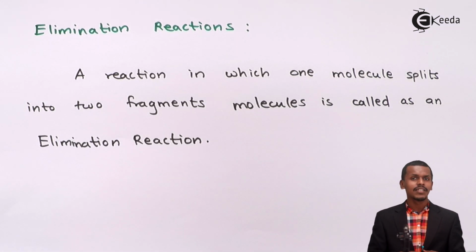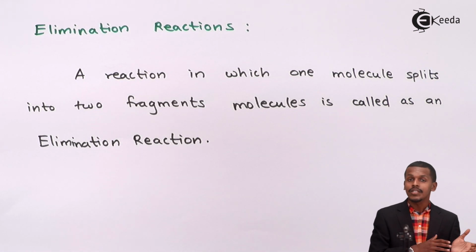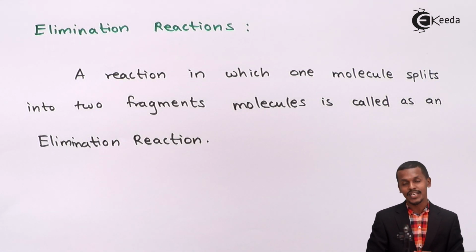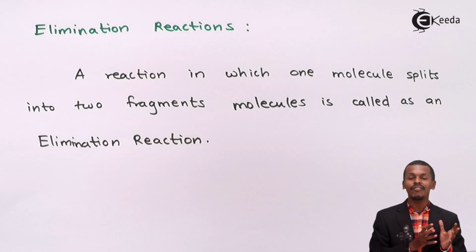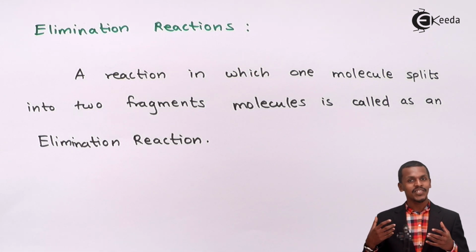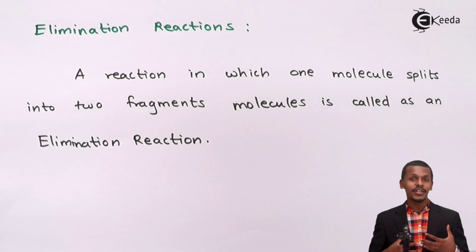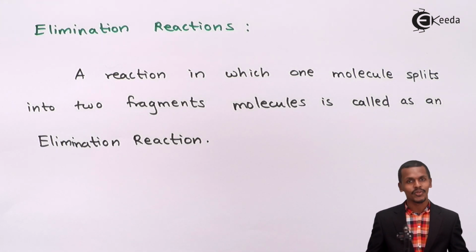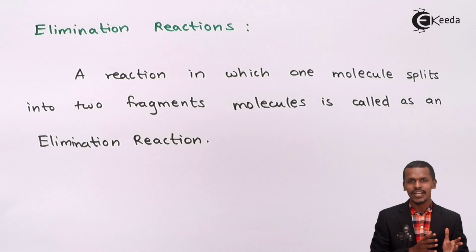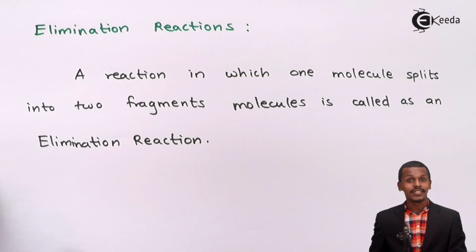So it is basically the inverse of an addition reaction. In an addition reaction, two molecules combine with each other to form a single product. But now it is totally opposite: one molecule splits into two different, smaller molecules, and that is the elimination reaction. Now let me explain with the help of an example, so it is easy to understand the difference between an elimination reaction and an addition reaction.